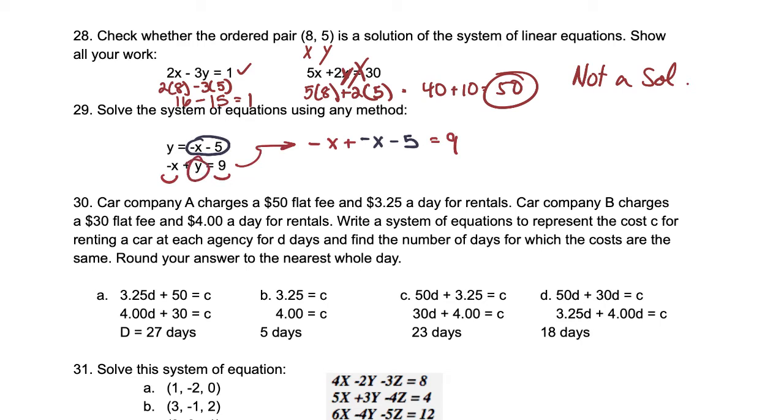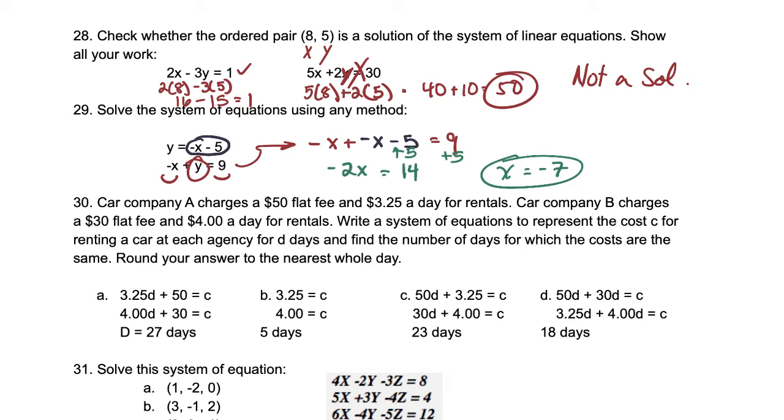Now let's see if we can clean this up. Negative 1x plus another negative 1x. That's negative 2x. Then we'll move this 5 over to the other side, giving us 14. I apologize. We'll divide by negative 2, and I get x is negative 7.